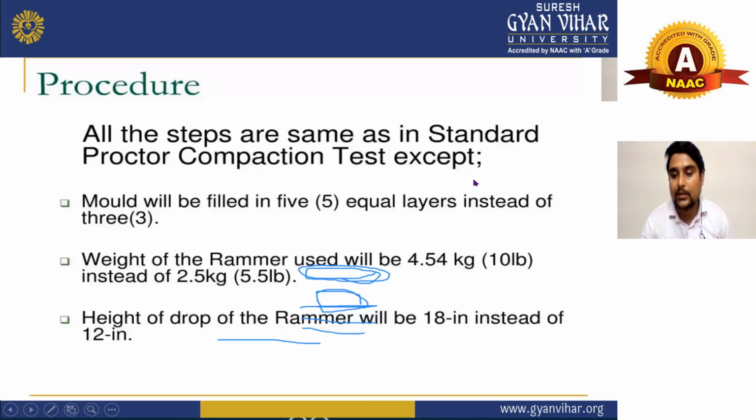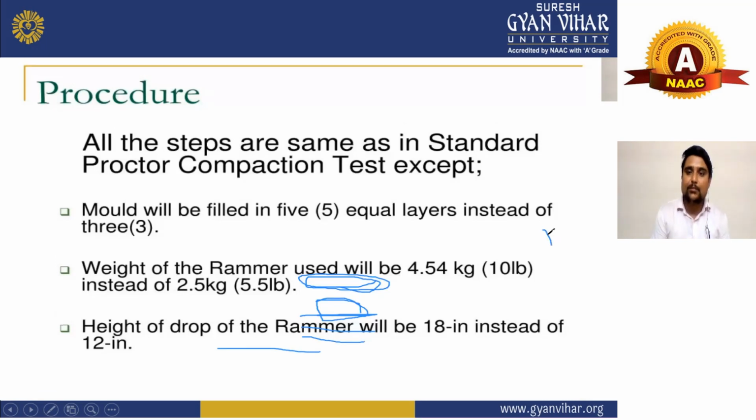Now we will see what will be the procedure here in the modified Proctor test. All the steps are the same as in the standard Proctor compaction test, except the mold will be filled in 5 equal layers. Here your mold will be filled in 5 equal layers, and there we are only filling in 3 layers.